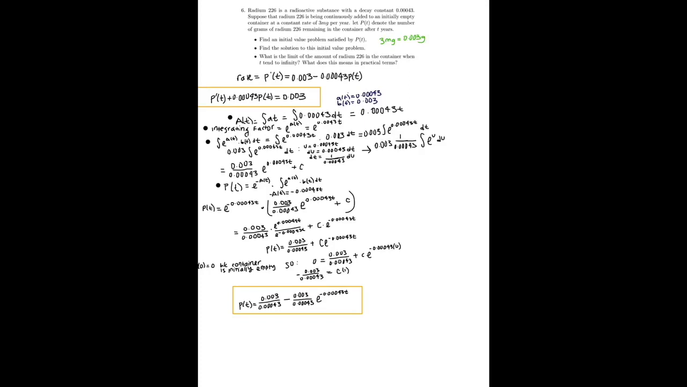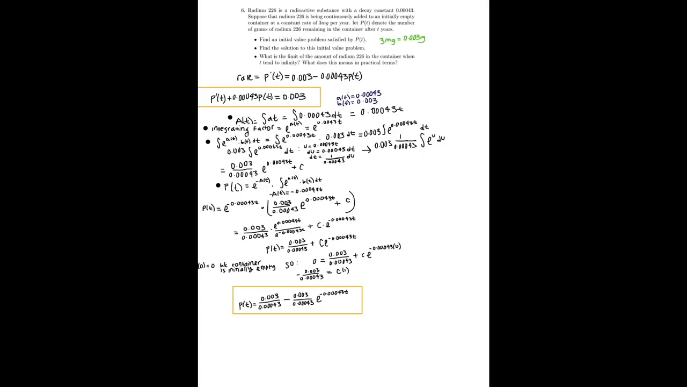To find the initial value problem, I first wanted to find the equation for the rate, which is whatever is being added each year minus whatever is decaying. I found that to be the constant rate of 0.003 minus the decay rate 0.00043 times P of T. I manipulated that into first order form so that I could solve the initial value problem. So the derivative of P of T plus 0.00043 P of T is equal to 0.003.